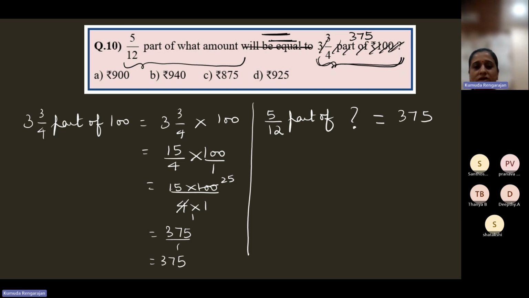Will be equal to means equal to symbol. So now read 5 by 12 part of what amount? Of what amount means question mark. We don't know. 5 by 12 part of what amount? So that's what I've written here. 5 by 12 part of what amount? So question mark is equal to 375.